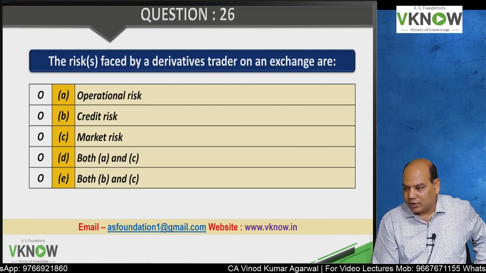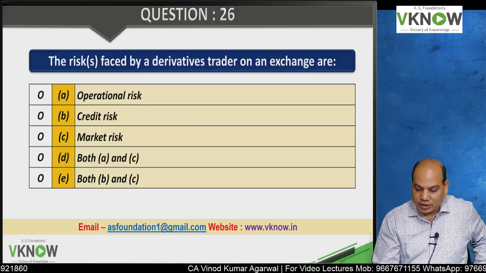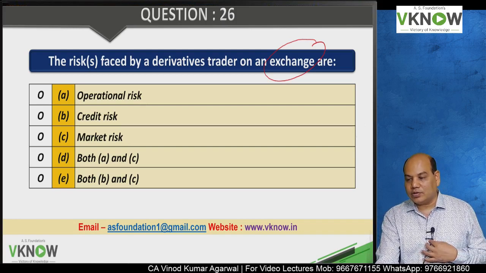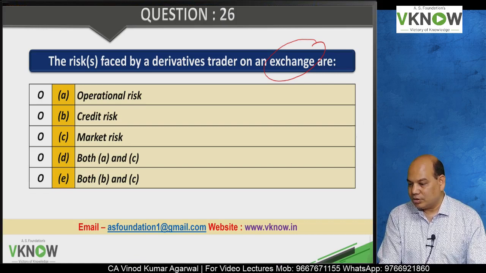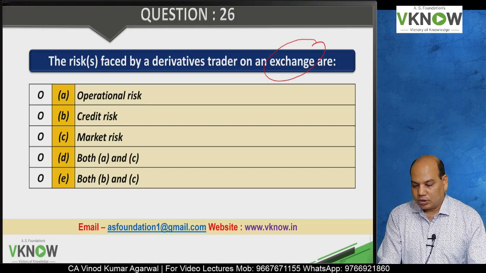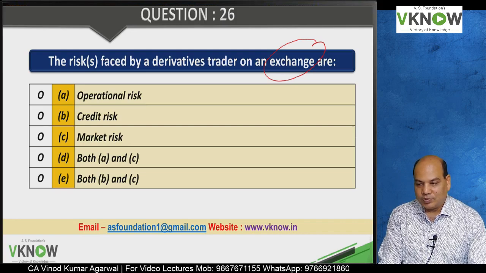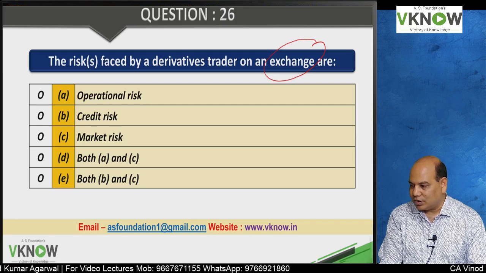Question 26, very important. Risk faced by derivative trader on exchange are: operational risk, credit risk, market risk, both A and C, both B and C. Please reply fast. Think about it, your exam is near. I am trying my best to bring good questions. Anybody answer? 26C. One student is saying 26C.